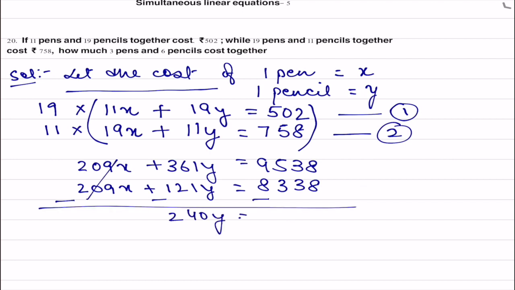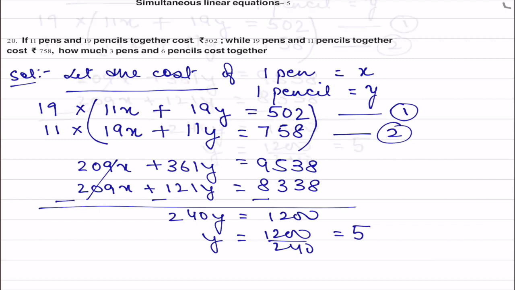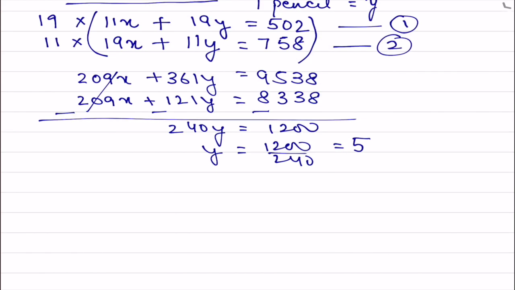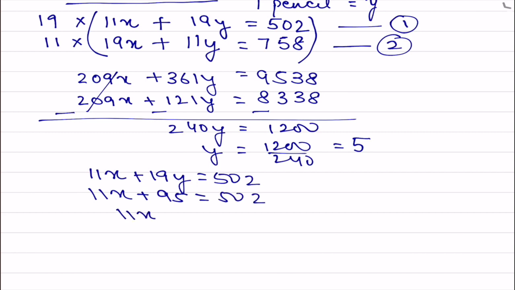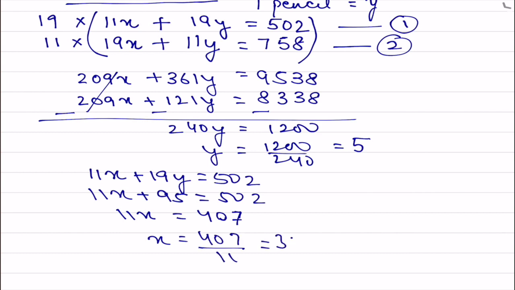So it's left with 240y is equal to 1200. So y is equal to 1200 divided by 240, that is equal to 5. So the cost of 1 pencil is rupees 5. Now we will put this value of y in any one of the equations. I am putting it in the first equation. So 11x plus 95 is equal to 502. 11x is equal to 407 and x is equal to 37. So the cost of 1 pen is rupees 37 and the cost of 1 pencil is rupees 5.